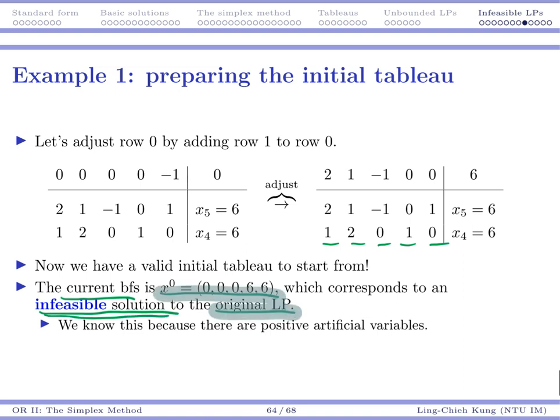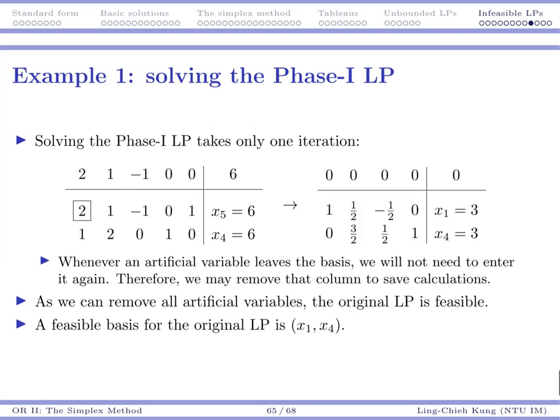Why do we know it is infeasible? Because our artificial variable x5 is still positive. Somehow that means this 0, 0, 0, 6 is not a basic feasible solution to the original standard form. Okay, so let's try to remove it. This guy is a minimization problem, so we need to look at positive reduced cost. So we enter x1. We do the ratio test, x5 should leave.